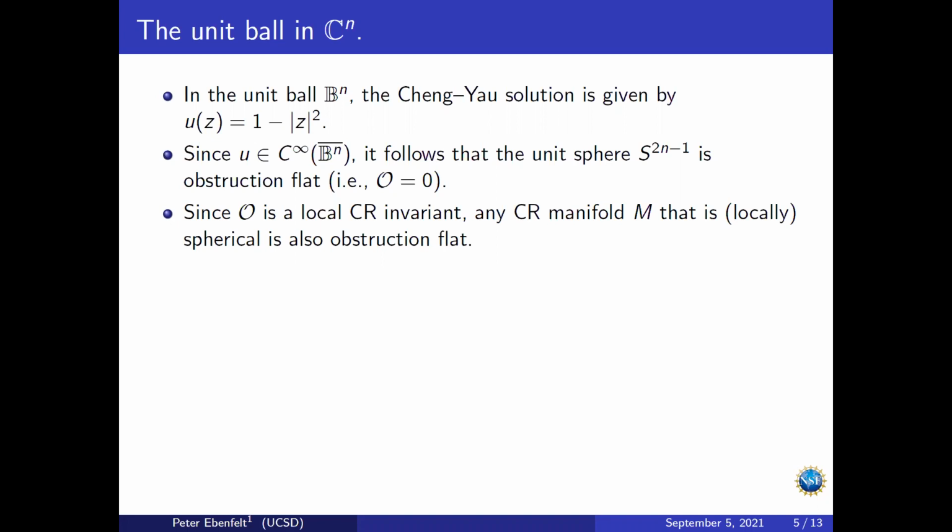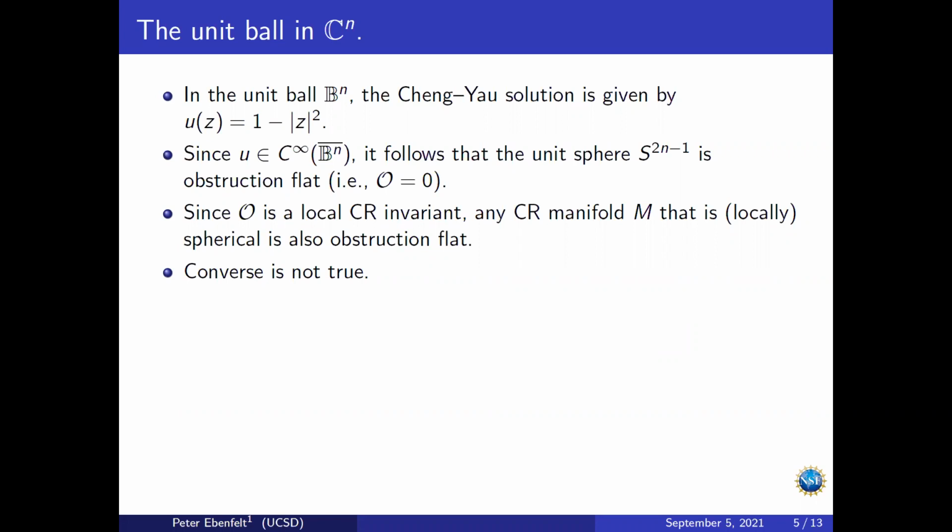And again, since O is now, as I said, a local CR invariant, it follows that any CR manifold that is spherical, that is just locally CR diffeomorphic to a piece of the sphere, also is obstruction flat. Now the converse is not true. The obstruction function, while being a local CR invariant, is not terribly strong as an invariant.